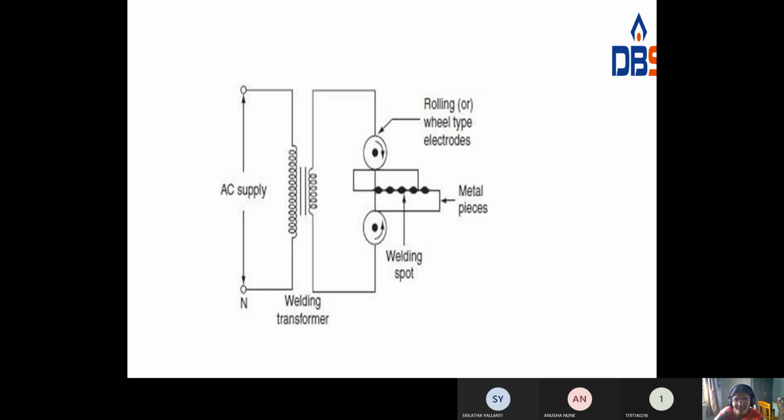So these are all the welding spots. This is one spot weld. This is one spot weld. This is one spot weld. Like this, you have a continuous series of spot welds. That process is nothing but seam welding.